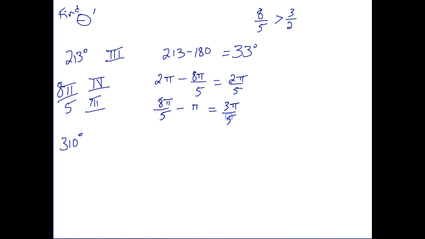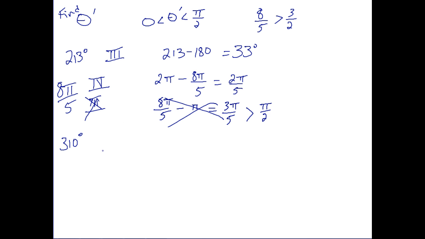Well, this should tell you there's an issue. That is bigger than pi over 2. 3/5 is bigger than 1/2. Reference angles always have to be between 0 and pi over 2. If they're not, then we did something wrong. So this is a tip: 3/5 pi is bigger than pi over 2, so that's got to be wrong. It's not in the third quadrant. It's got to be in the fourth.